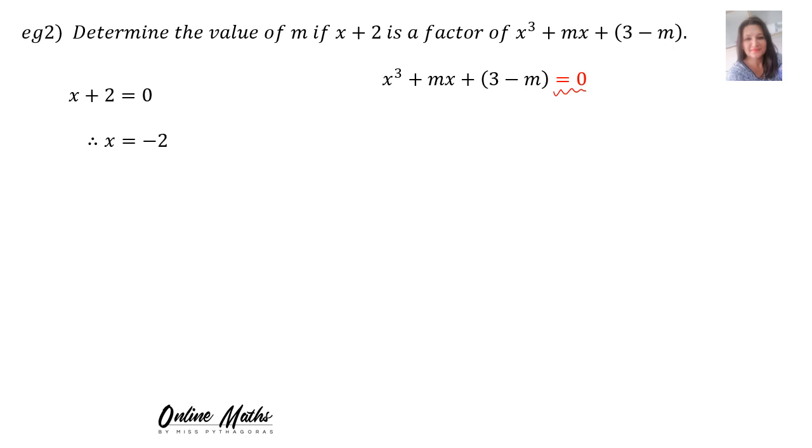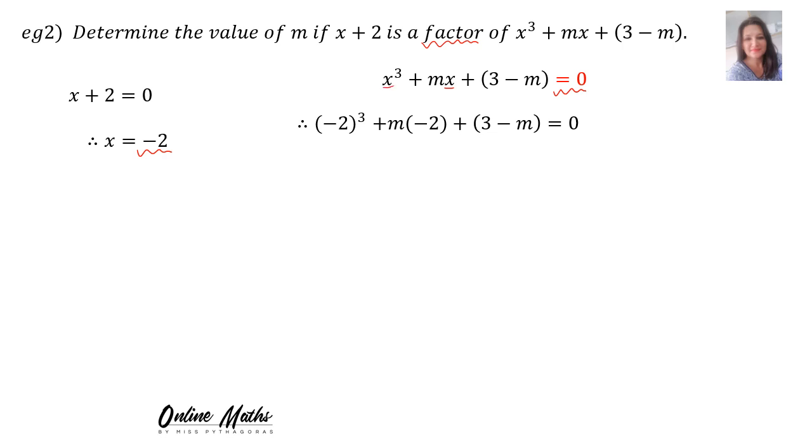Why did I do that? Because it was given that x plus 2 is a factor. So that means the remainder is 0. So you can equate it to 0. Then we will work out the value of m. Everywhere where we see an x, we will substitute negative 2. Therefore, it will become negative 2 cubed plus m times negative 2 plus 3 minus m.